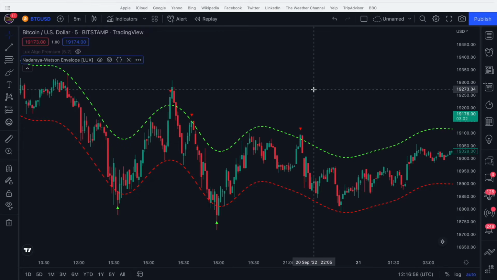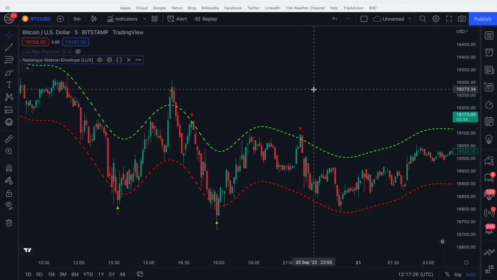Hi guys, in this video I'm going to be showing you a strategy that uses a Nadaraya Watson envelope made by Lux Algo. So as we know, the Nadaraya Watson envelope repaints. I have a specific video on this that I'm going to link in the description of this video. I highly suggest checking it out before you watch this strategy, because the number one thing people say about this is, hey, it repaints, how do I use it, the signals change, yada yada. So I've addressed that in another video.